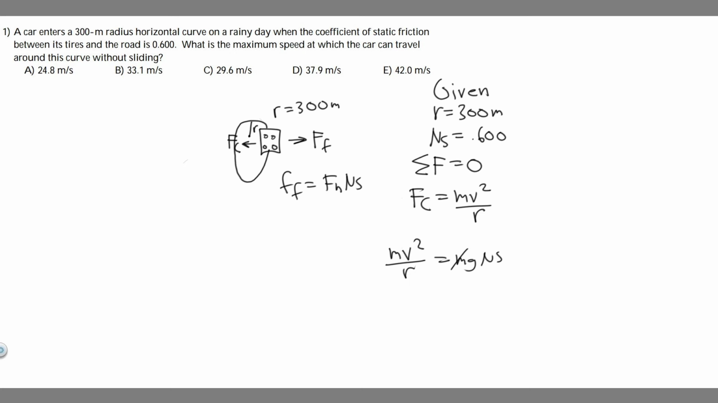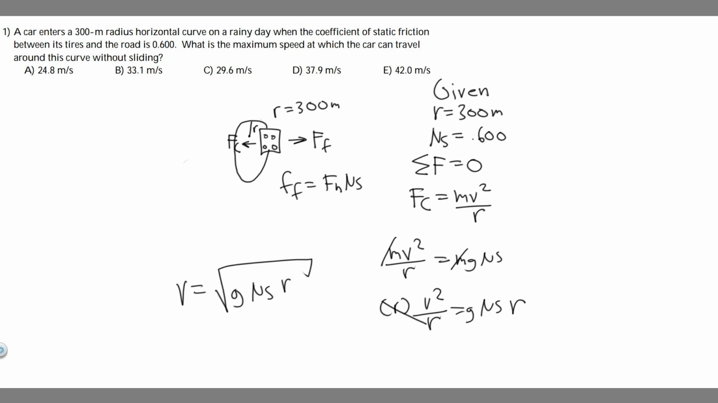Notice the masses cancel, so we actually don't need the mass to solve this. So you just have v squared over r is equal to g times mu sub s. You can multiply both sides by r, and then I'm going to square root both sides, so we only have v. Really, the maximum velocity is just going to be the square root of g times the coefficient of static friction multiplied by r.